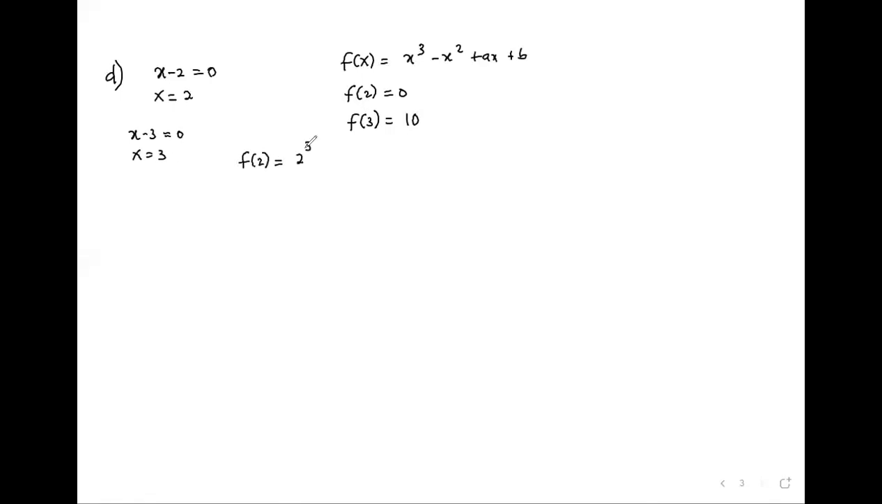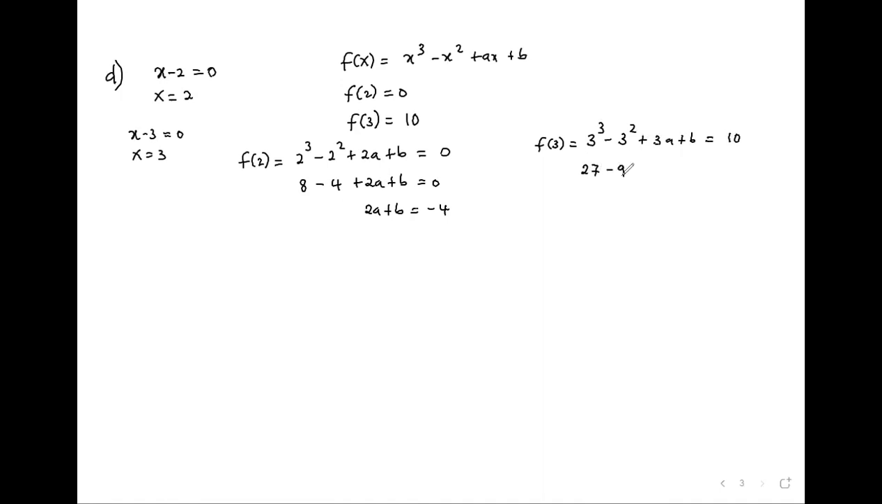F of 2 is 2 to the power 3 minus 2 squared plus 2a plus b. This should give us 0, which is 8 minus 4 plus 2a plus b is 0, giving us 2a plus b to be negative 4. Now f of 3, that is 3 to the power 3 minus 3 squared plus 3a plus b is equal to 10. That is 27 minus 9 plus 3a plus b is equal to 10. So 3a plus b is 10 minus 18. So 3a plus b is negative 8.